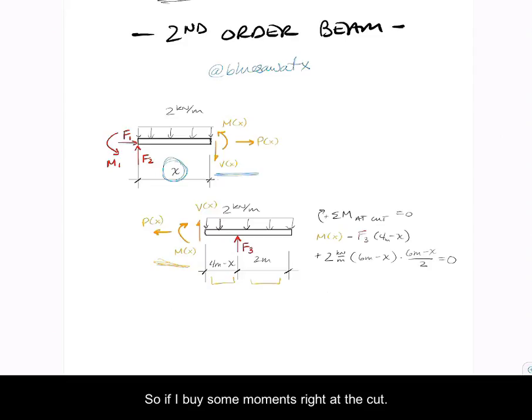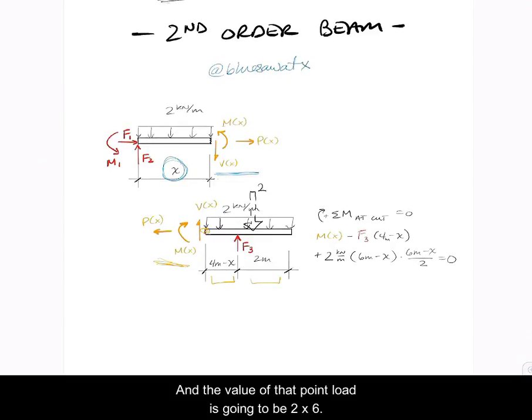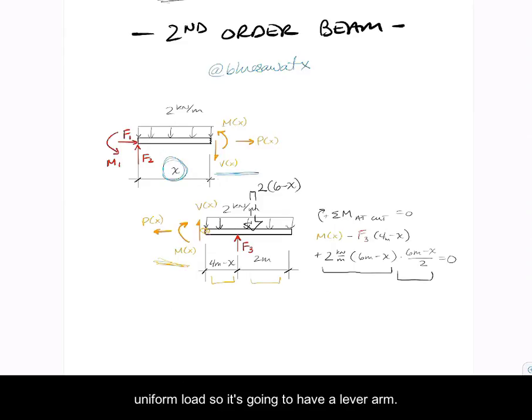So if I sum moments right at the cut, right there, I end up with an equation that has M of x in it. I've got minus F3 times 4 minus x. And then what we've done is created a statically equivalent point load. And the value of that point load is going to be 2 times 6 minus x. So you see the magnitude of it. The centroid is going to be right in the middle of that uniform load, so it's going to have a lever arm of (6 minus x) over 2.